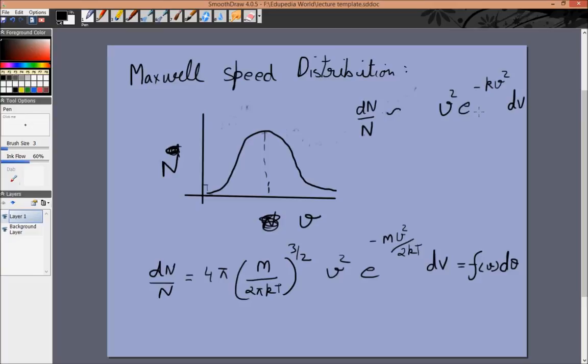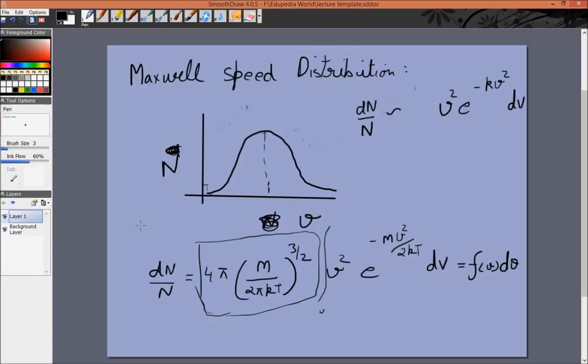Now kv square has to be dimensionless because it's in the exponent. So to make it dimensionless, mv square has the same dimension as kT. We saw that from equipartition of energy. So this becomes dimensionless. The thing kept in front is only there to normalize this function. Normalizing means dn by n gives you the probability. So if you take the total probability and add it up, it has to come to 1. If you integrate this aspect from 0 to infinity, that means speed from 0 to infinity, you will get the inverse of this particular thing. So this is the normalization constant, so that this gives us a probability distribution.